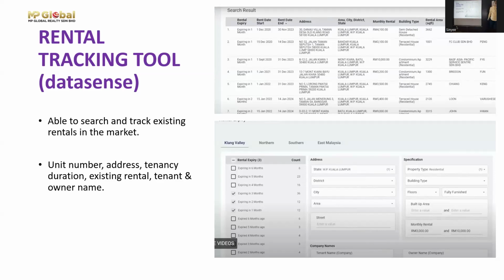This particular system, we will send in the group, don't worry, everyone will be able to have a look. So by this, when you're doing a certain area and you want to get units faster, especially for rental, you can use this. Unit number, tenant name, owner name, everything is there. When the tenancy is ending is also there. This one saves your time on calling.